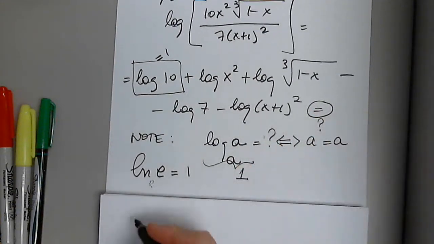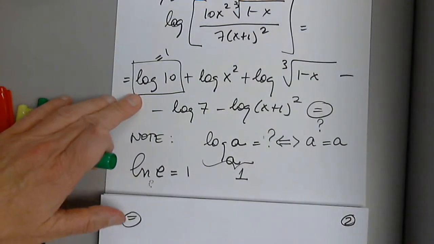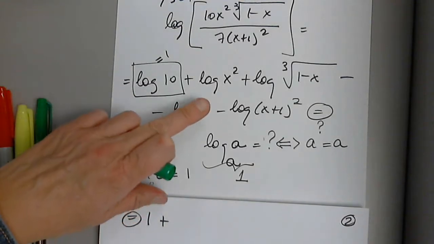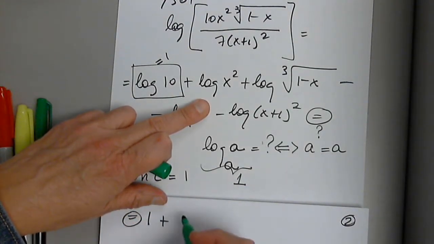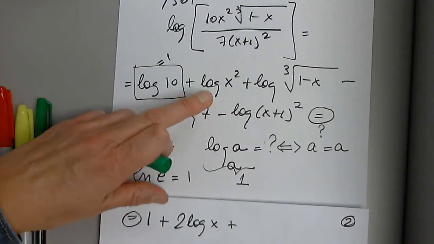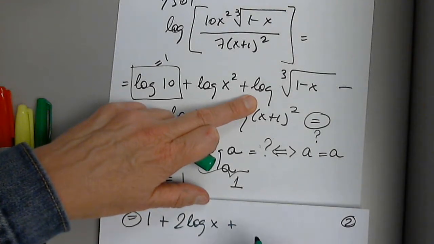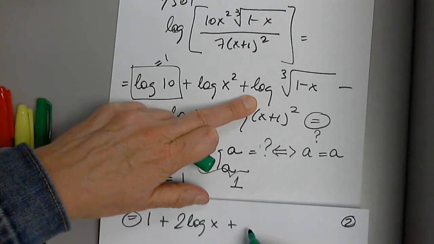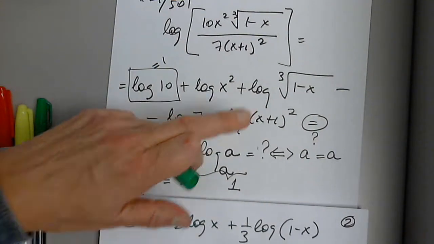I circled the equal symbol, so you know I'll continue somewhere else. Okay, so I replace this by 1. Plus, what do I replace this by? Applying the power rule now. 2 log x, awesome. Plus, what do I replace this one by? Applying the power rule. 1/3. Very good, awesome. Log in parentheses 1 minus x.